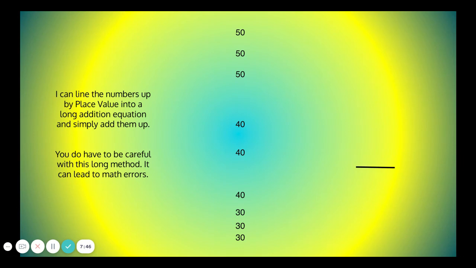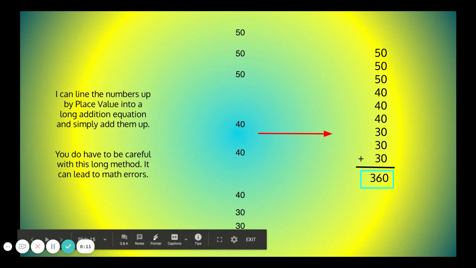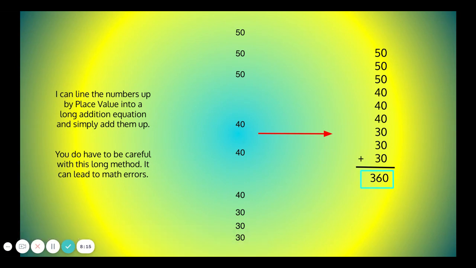Another way I can do this is I can line up the numbers in place value, and I can just add them all together. The problem with this is it can lead to a lot of math errors, and it would actually look like this. And then when you add them all together, it does equal 360. But you can see that is a lot of numbers to have in a big column. So sometimes grouping them by similar numbers can help.